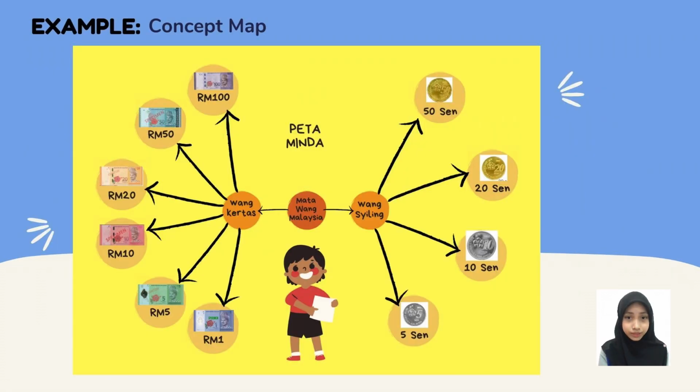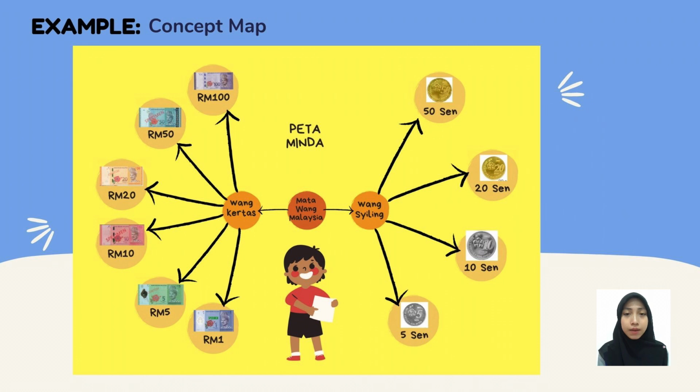For example, I'm using a mind map to introduce the topic of Malaysian currency, which is mata wang Malaysia, to my special needs students, who are slow learners in the mathematics subject. A mind map is a tool that helps capture the free flow of thought and is widely used for brainstorming around topics. So how to use this?